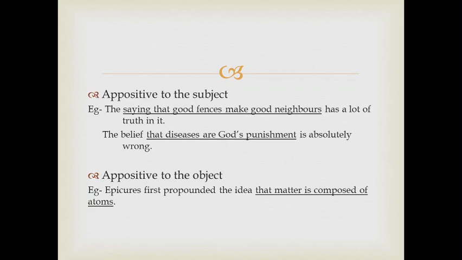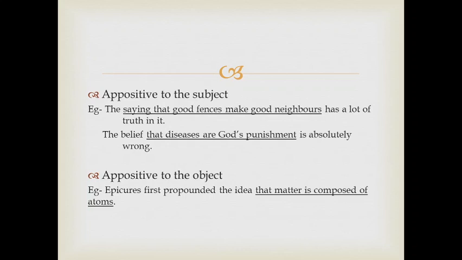Appositive to the subject: The belief that diseases are God's punishment is absolutely wrong. The belief is absolutely wrong is the sentence, and we have given additional information about the subject, the belief. What belief? The belief that diseases are God's punishment. So there, that diseases are God's punishment is a noun clause which is used as an appositive to the subject.